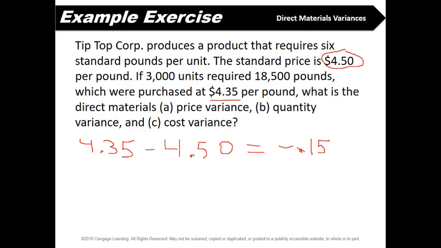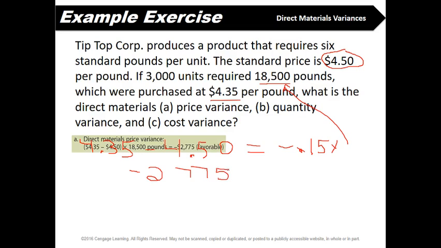Now we want to take that and multiply that by the amount of pounds. So we multiply that by here, and that is going to give us a favorable or a negative $2,775, as we can see there.